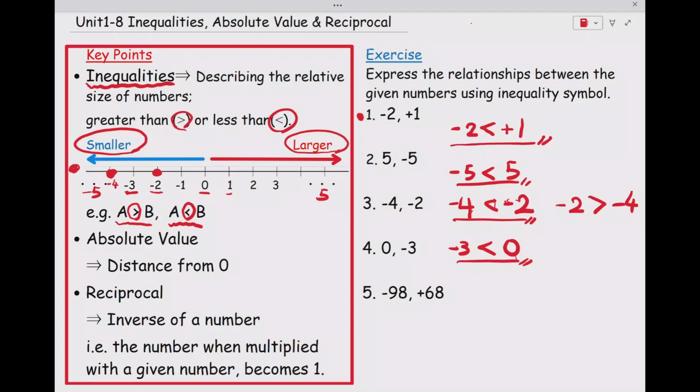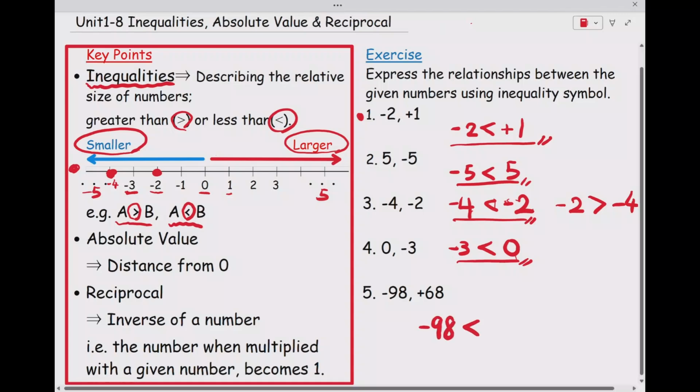Although we can't write them on this number line as there is no space for such big numbers, you can see that the further to the left, the more negative the number becomes. So we know that -98 is somewhere all the way to the left. And you also know that +68 is on the opposite side, somewhere all the way to the right. So the answer would be -98 on the closed side, and +68 on the open side like this. And it reads -98 less than 68.